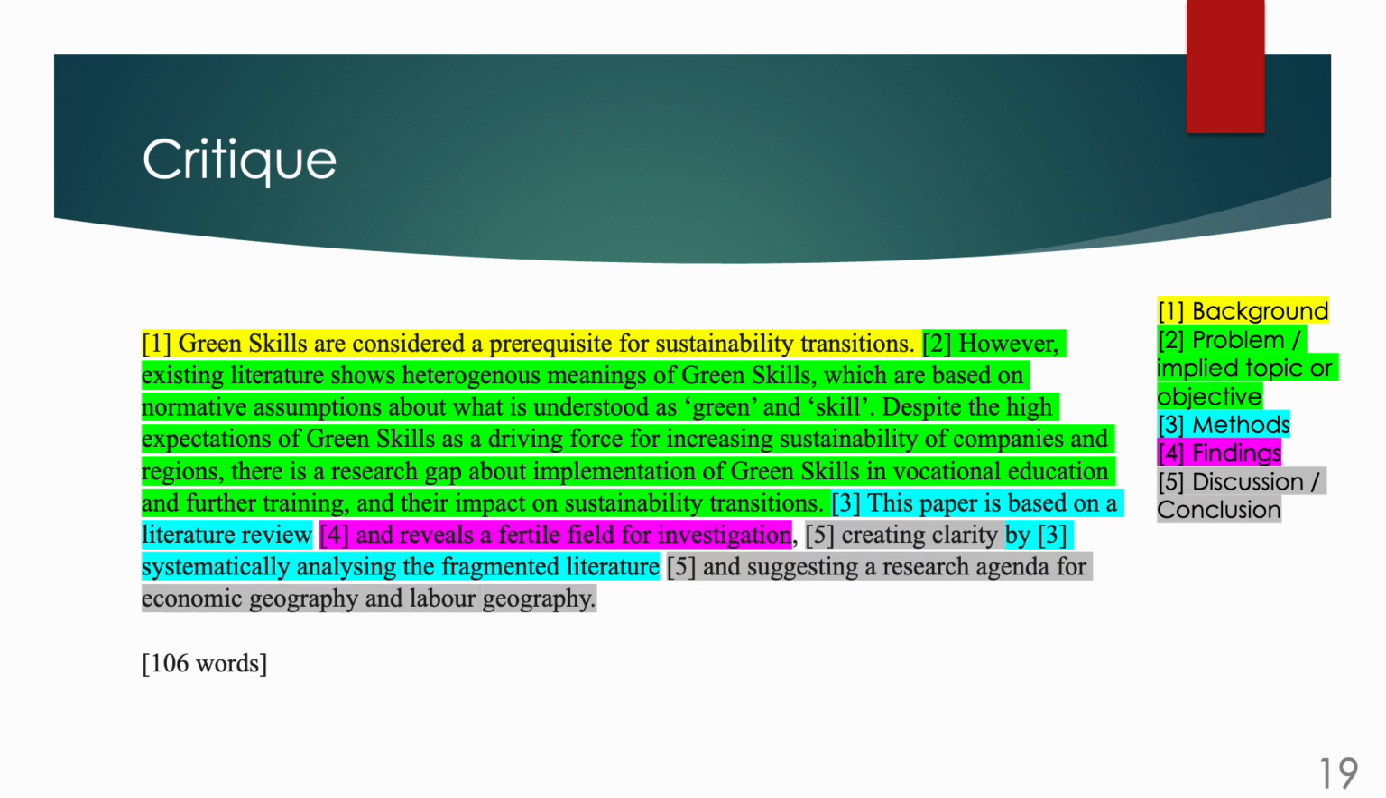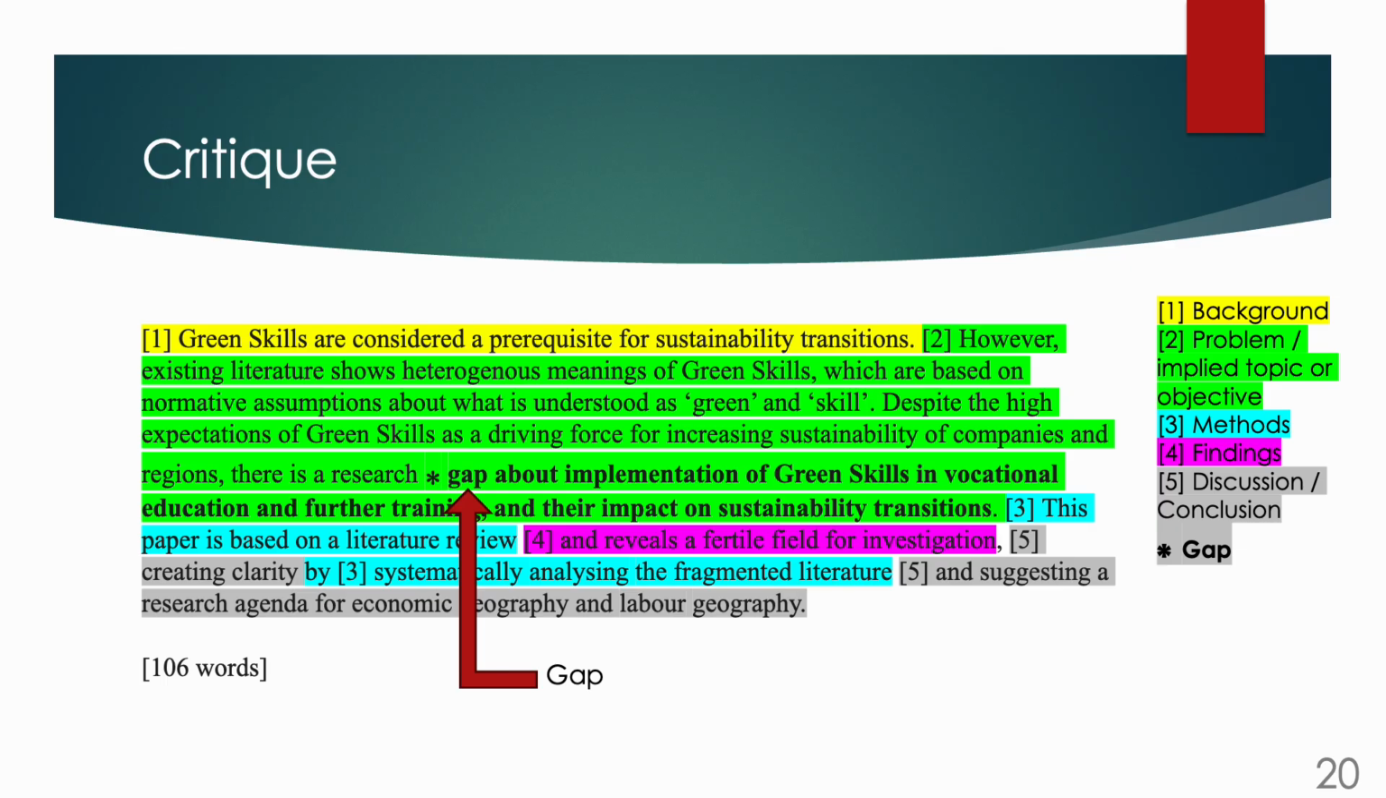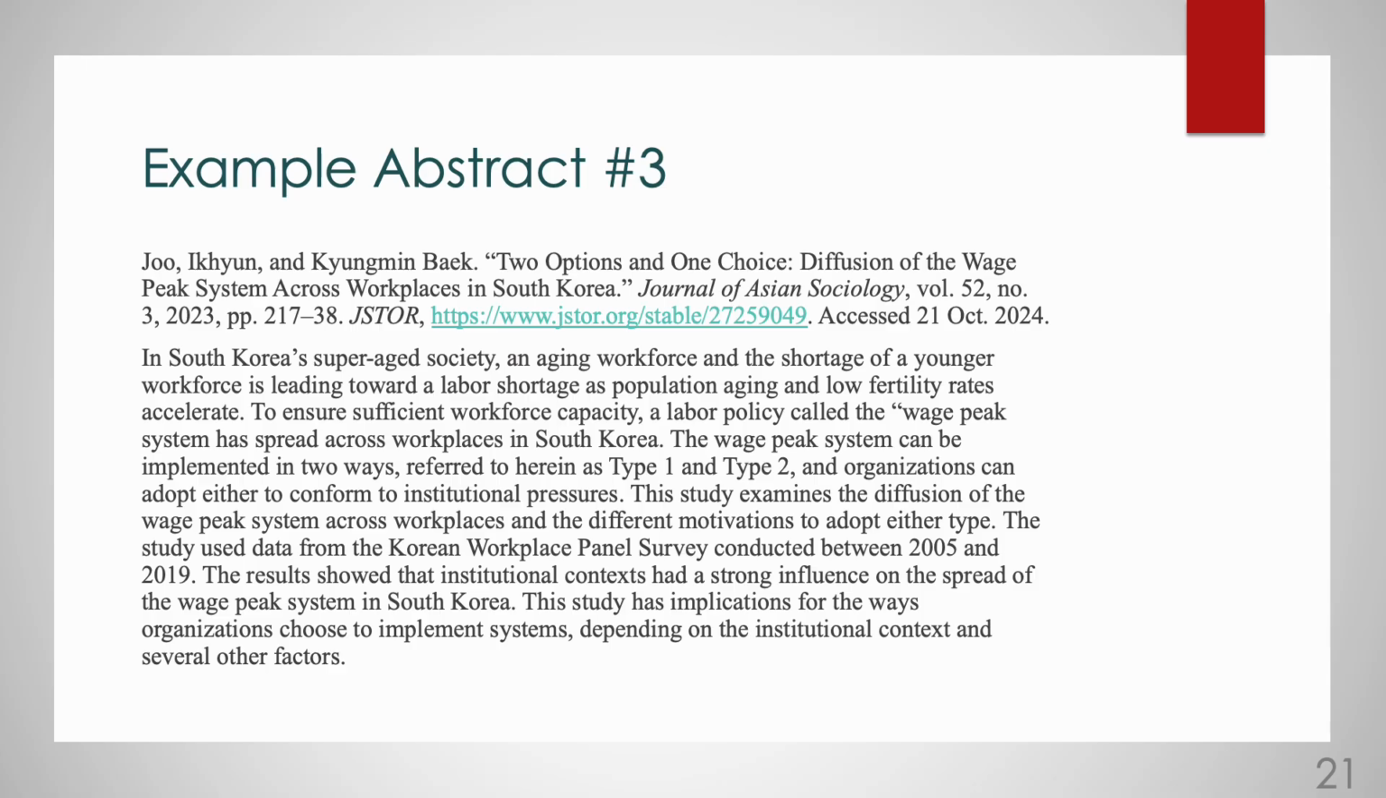To accommodate the journal's word limit for the abstract, in this case, the authors combine the methods, findings, and discussion conclusion in one final sentence. In this example, the authors identify a research gap. This is in lieu of their core argument.